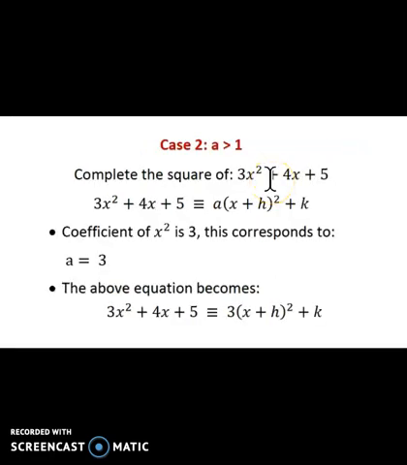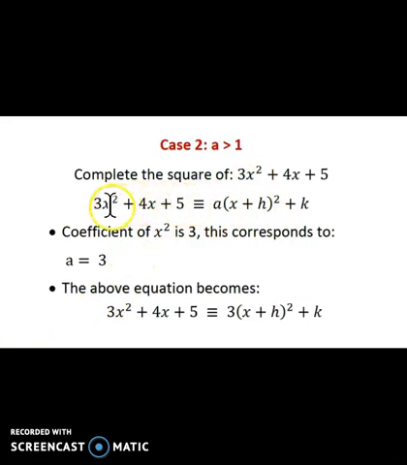Okay, so let us consider the example of completing the square of 3x squared plus 4x plus 5. Here our a is 3, our b is 4, and our c is 5. So a, b, and c exist. The highest power of x is 2.